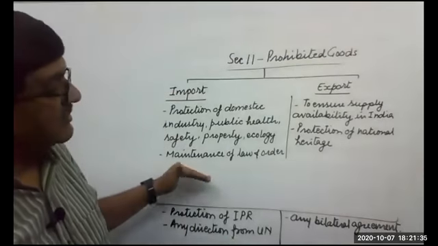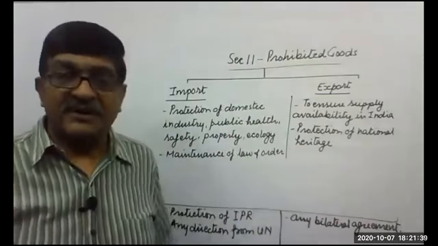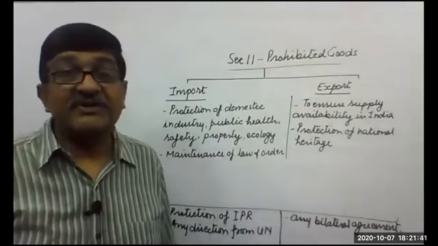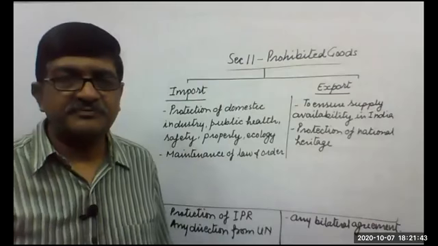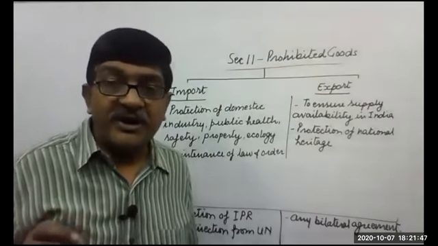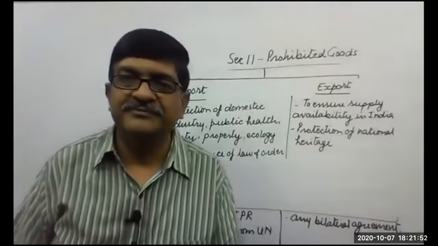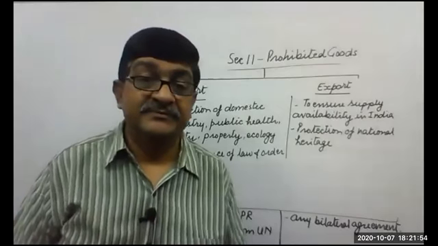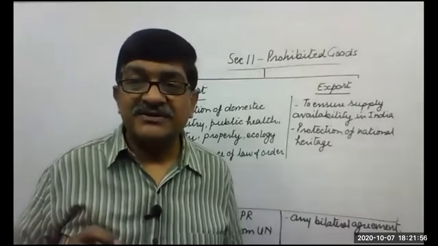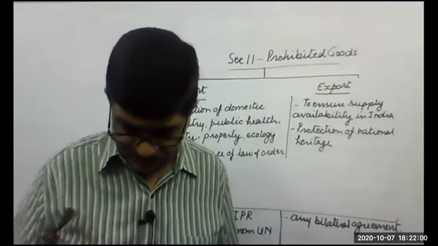Otherwise, for import, these are the main reasons. For export, these are the main reasons. There is a long list of reasons given under section 11 that you can refer. Okay. So this is about prohibited goods. I hope it is clear. Refer to section 11 thoroughly.